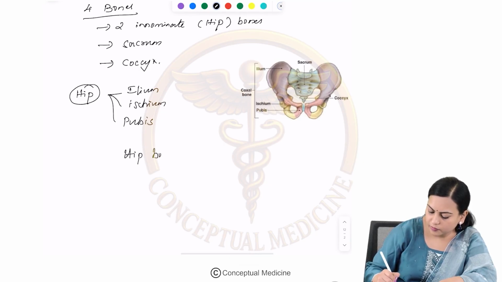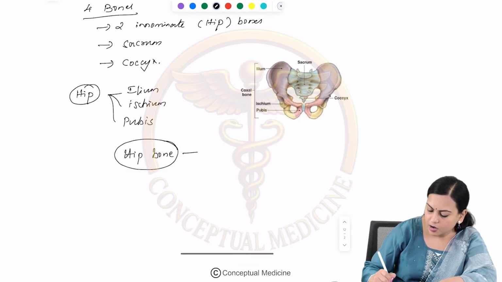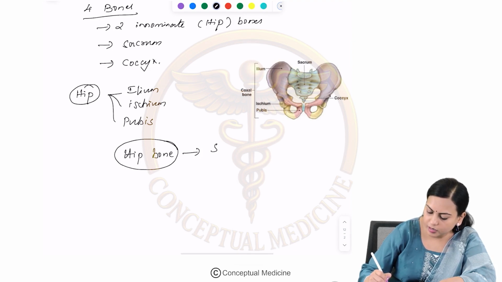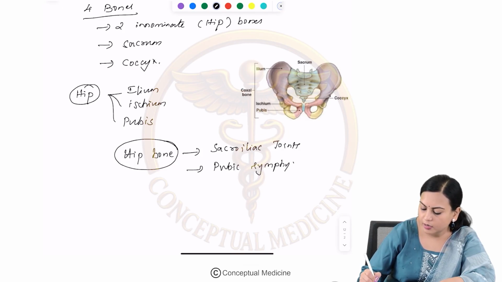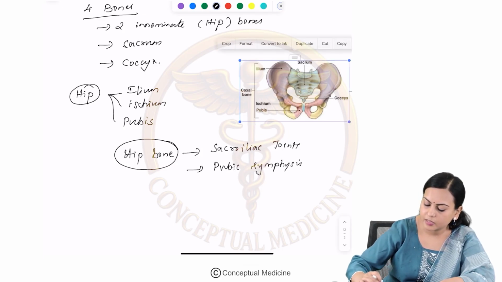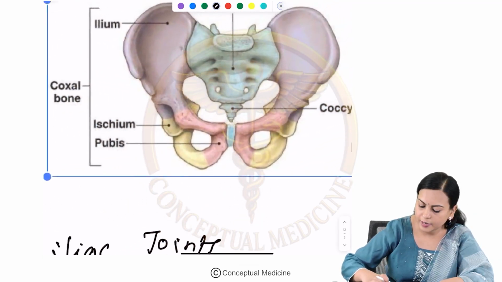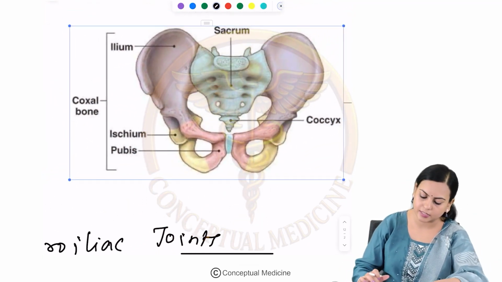Hip bone has 2 joints, namely sacroiliac joints on either side, and anteriorly the 2 hip bones will fuse together in the front, known as pubic symphysis. So this picture will help you in understanding what I have said till now.